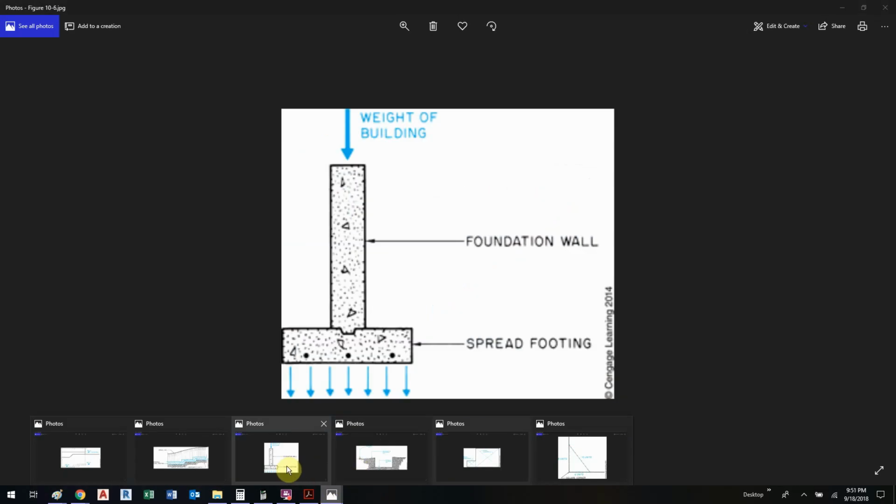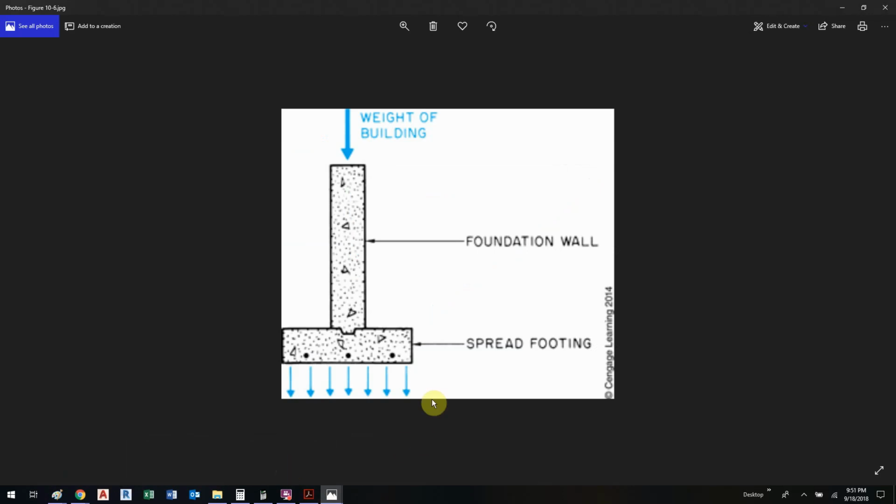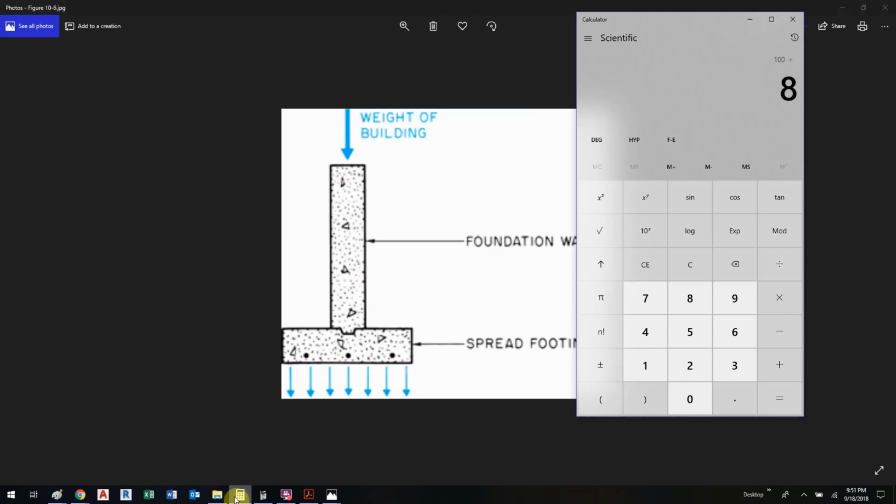So let's talk about footings for just a minute. Footings, and this is a spread footing, and we're basically taking the weight of the building here and we're spreading it out across more ground here. So we're taking what we have here, and if this is 8 inches, let's say that it's 8 inches here, and we have 100 pounds on it, so we have 100 divided by 8. So 100 divided by 8 is 12.5 PSI, okay, per square inch.